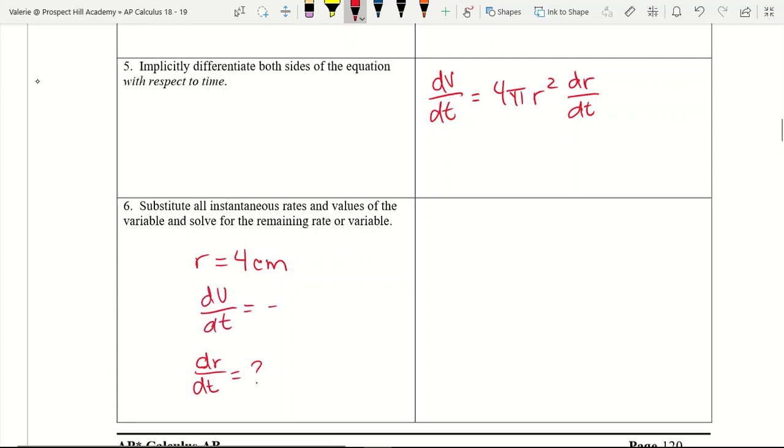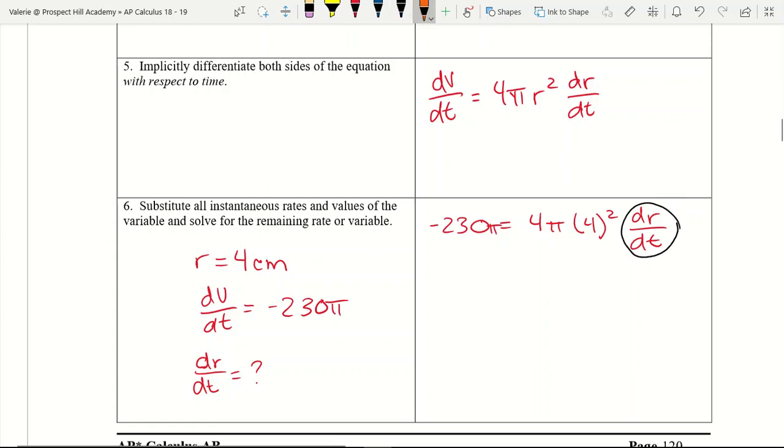So we're going to substitute all of that into our implicitly differentiated equation. So dv dt is negative 230 pi equals 4 times pi times r, at that instance, which is 4 squared, and then dr dt is what we're looking for. Oops, it's negative 230 pi. All right, so now we're just going to solve for dr dt. That's the goal. So this is what we're trying to find, so we're just going to solve for it, get it by itself.